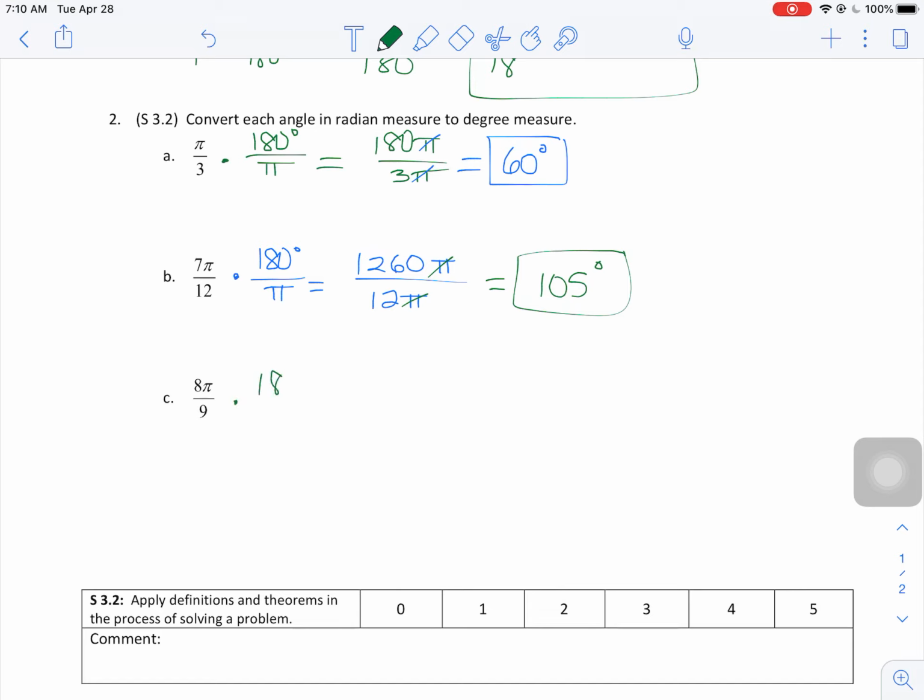On that last one, multiply by 180 degrees over pi. 8 times 180 is 1,440, and then bring the pi with you. In the denominator, 9 times pi is 9 pi. The pi's cancel out, and then 1,440 divided by 9 is 160 degrees. And that's it.